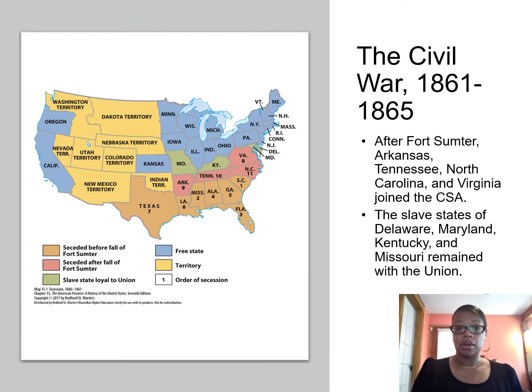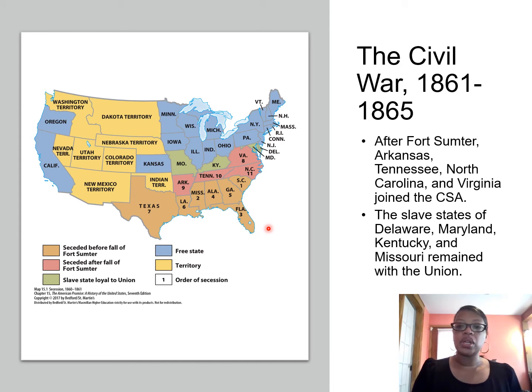After Fort Sumter, Arkansas, Tennessee, North Carolina, and Virginia all joined the Confederate States of America. So now all of these states are a part of the Confederate States of America. And you can see on this map, the numbers represent in what order these states joined. So you see South Carolina is first, these other states in the lower South go next, and then the states in the upper South follow.